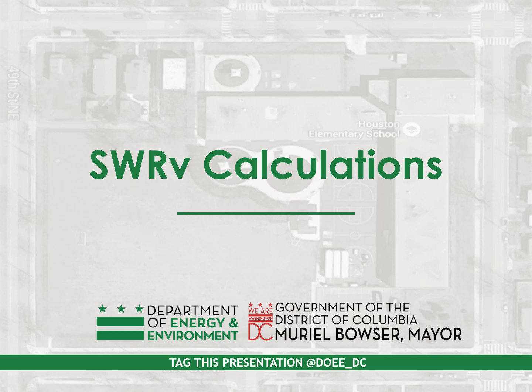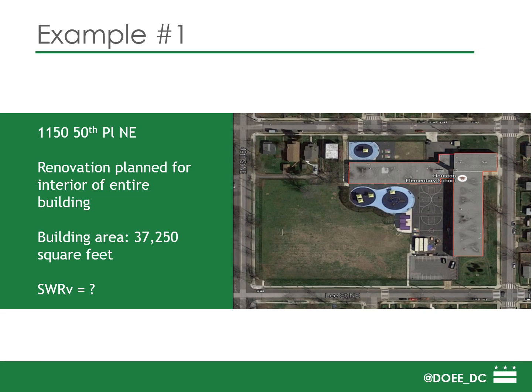In this section of the general compliance training, we'll go over the stormwater retention volume, or SWRv, and how to calculate it. As mentioned in the previous video on the stormwater management requirements, the SWRv is the regulated stormwater volume. So this is the volume that must be retained on a site.